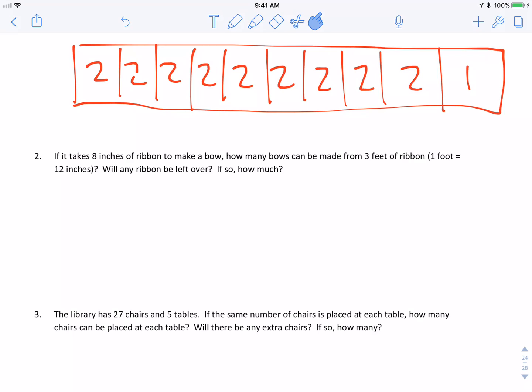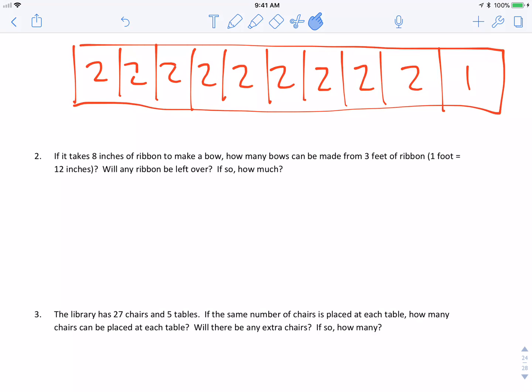Number 2, it takes 8 inches of ribbon to make a bow. How many bows can be made from 3 feet of ribbon? 1 foot equals 12 inches. Will any ribbon be left over? If so, how much? So we have 8 inches of ribbon. How many bows can be made from 3 feet? Well, it says 1 foot equals 12 inches.